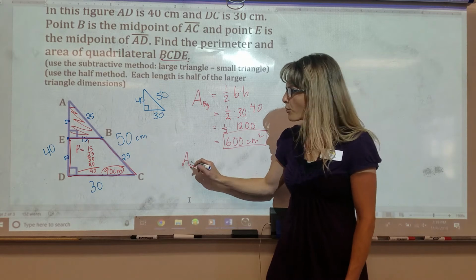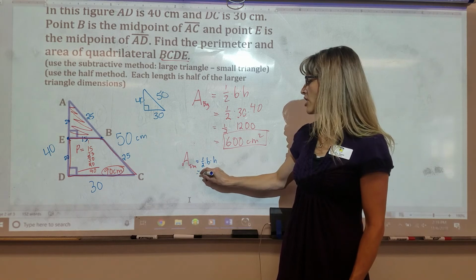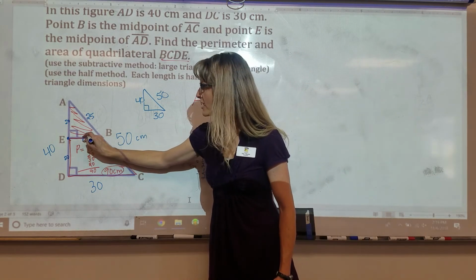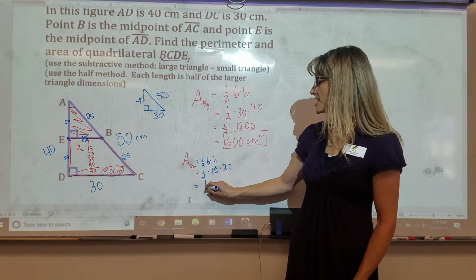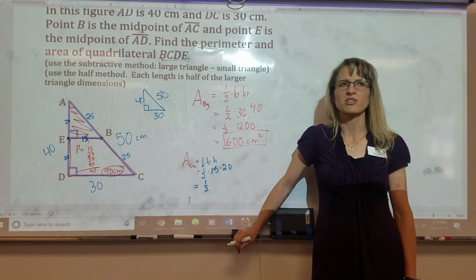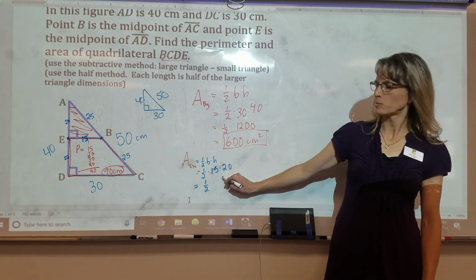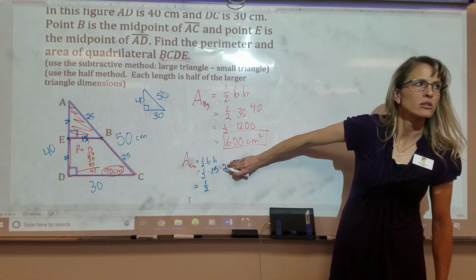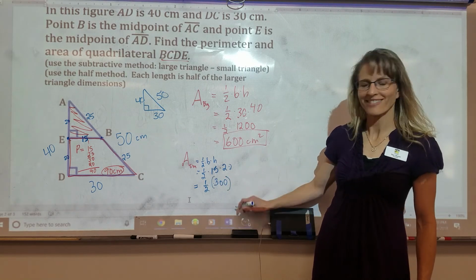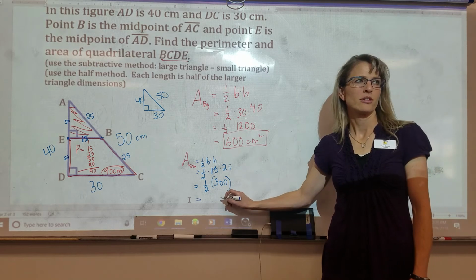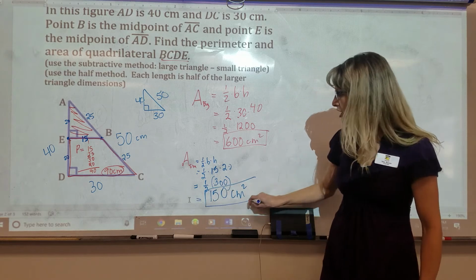Now, for the area of the smaller one, we need our 1/2 base times height. Our base is 15. Our height is 20. We're going to take half of 15 times 20. What's 15 times 20? Try just 15 times 2. And that's 30. Good. Add a 0. 300. Okay, good. What's half of 300? 150. Perfect. I love it. There are a lot of cool mental math tricks. So 150 centimeters squared.